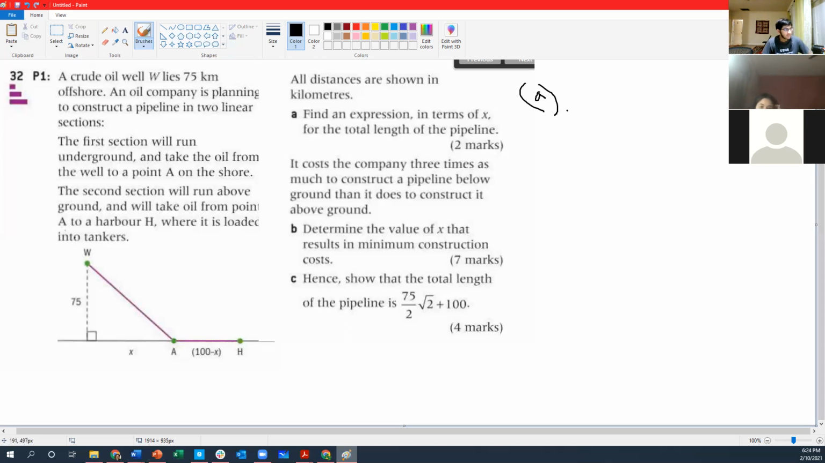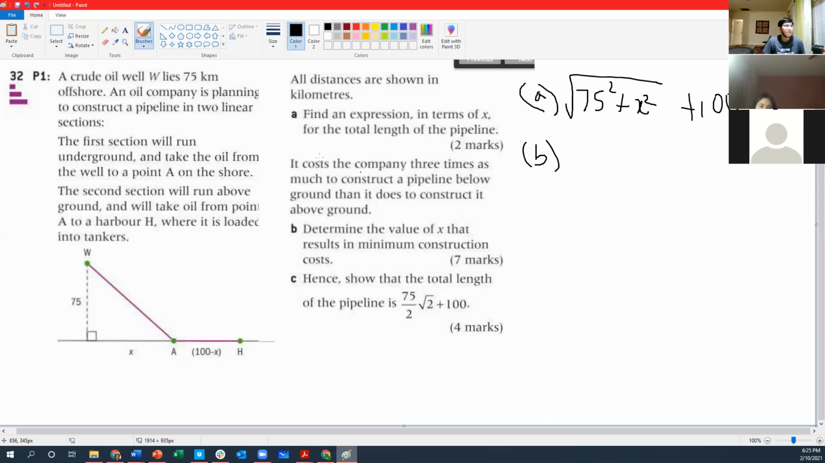So the first is, this is a right triangle. We can do square root of 75 squared plus x squared, right? Yeah. And then we just have to add, because this is linear, plus 100 minus x. And then 75 squared, you would probably want to simplify that, but this is paper 1, right? Since it's paper 1, you probably wouldn't have to simplify that. Okay, let's try B and C, and then we'll check our answer, okay?